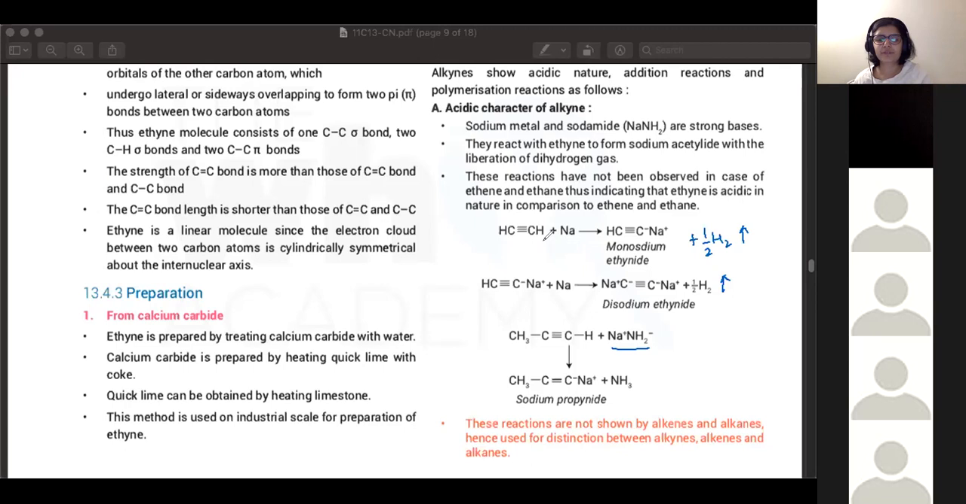In the first one, we added only Na, but in the second reaction, we are adding NaNH2 together. No, it's the same reaction. So here you have purely sodium metal. Here you have a basic substance, NaNH2. Like the way you have NaOH, Na is the cation, hydroxide is the anion. Similarly, instead of OH, you've got NH2 as your anion here.